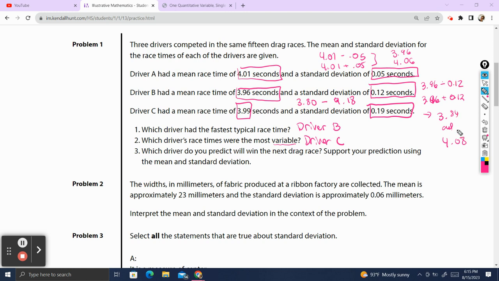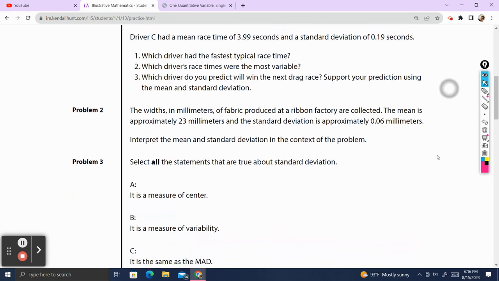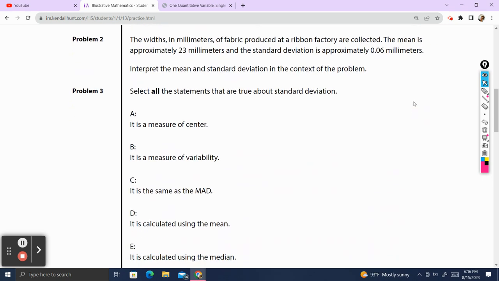So depending on what you think, the variability, the effects on the means, you'd be able to answer this as long as you support your prediction. All right, so we're using the standard deviation to determine kind of the range of times each driver has in their races and which one's most likely to be the fastest on another race. If you need a second to pause this video or to think about what I did, make sure to do it now before I go on to problem number 2.